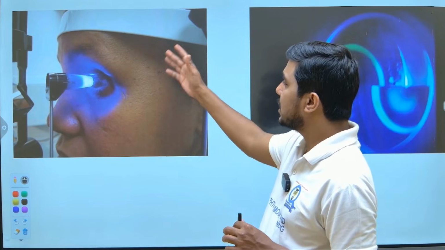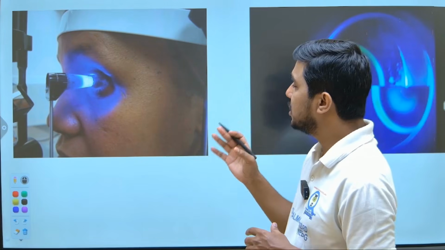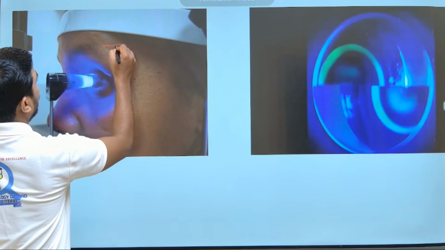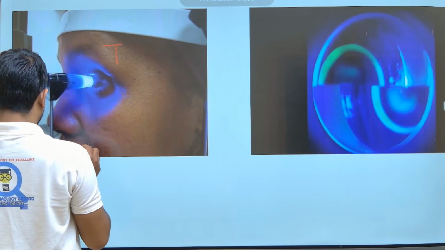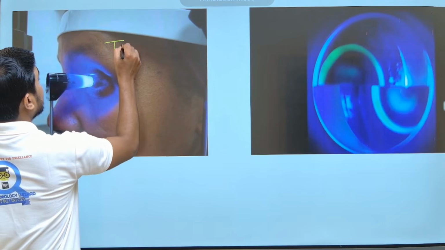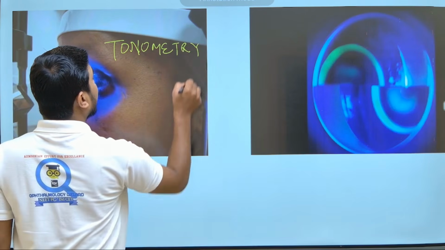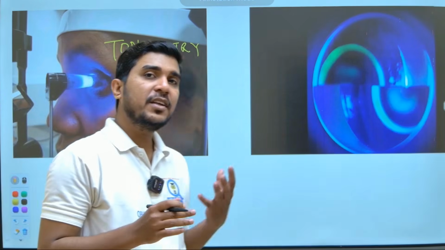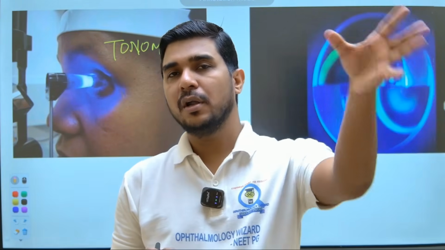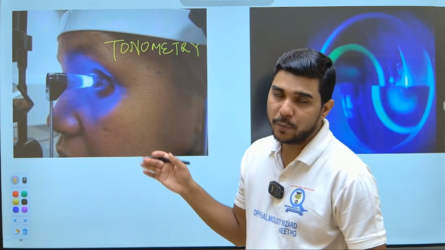So can you see what procedure is going on? Basically, this procedure is tonometry. What is tonometry? Tonometry is a procedure for measurement of intraocular pressure. Understood? Now, what is this type of tonometry called?